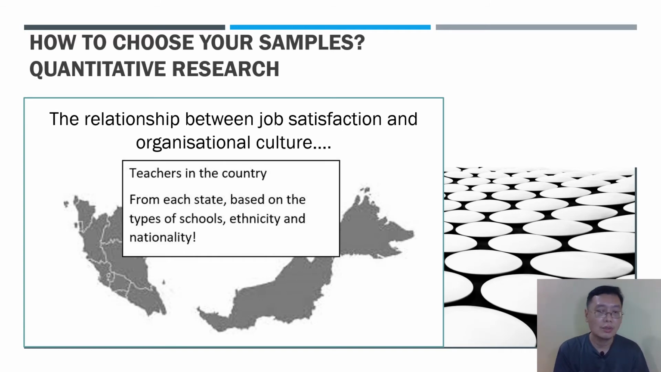difference. So if that is the case, then you really need to break it down into not just teachers, but how many teachers from each state so that it's representative, all right? And the type of schools that you need to break it down, whether it's private school or national school, ethnicity, if it's important, as well as nationality.